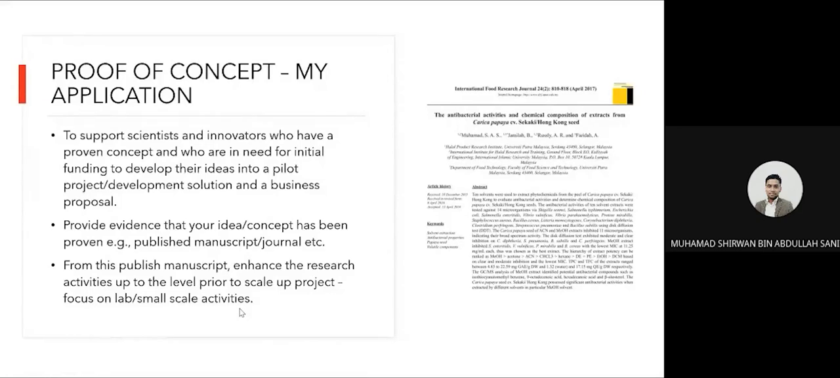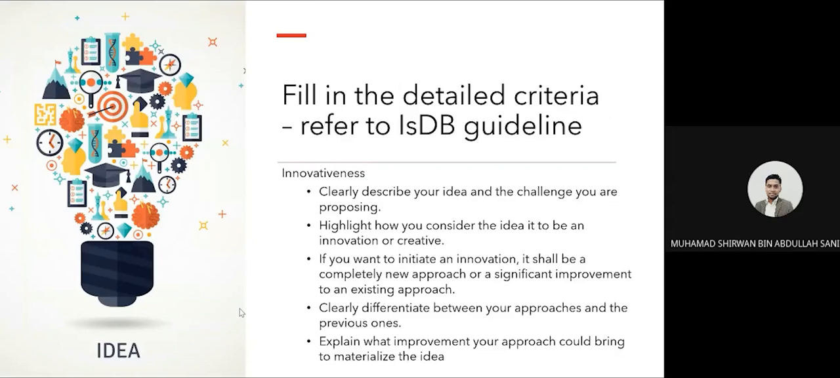So this is how I do this strategy for this proof of concept. Make sure there is something proven or published somewhere to prove that the idea that you're going to introduce in the ISDB proposal is there. And then you need to fill in the detailed criteria. Again, you have to refer to the ISDB guideline, what they are looking for. The good thing about the ISDB guideline that I share with you is they provide questions to you, so you just answer the questions one by one within the framework of your idea.